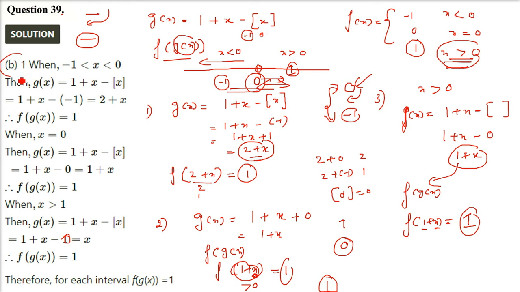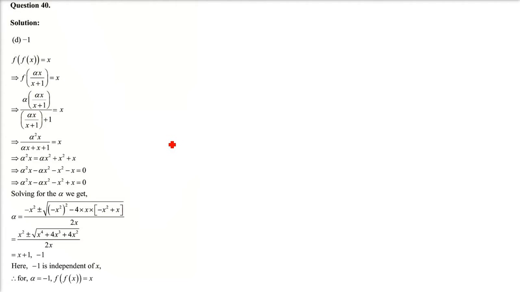B1, which is. Next question is question number 40. So f(x) is equal to alpha x by x plus 1, x cannot be equal to -1. Then for what value of alpha is f of f(x) equals x? f of f(x) equals x.